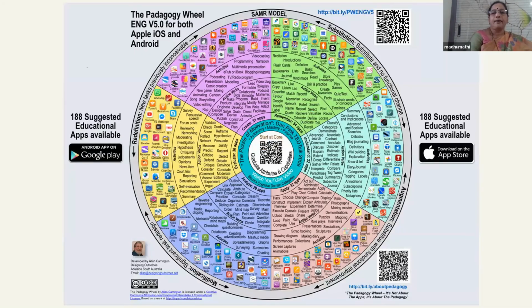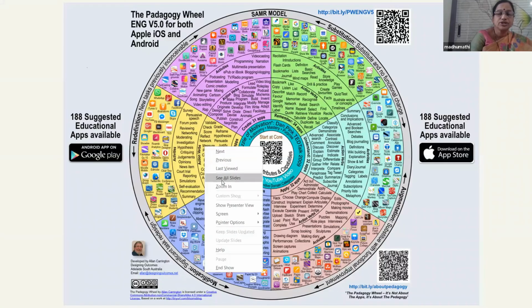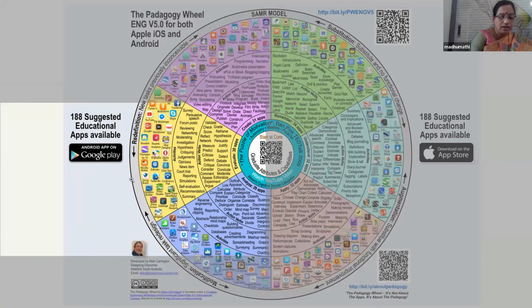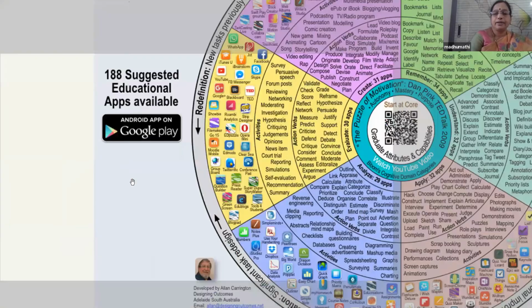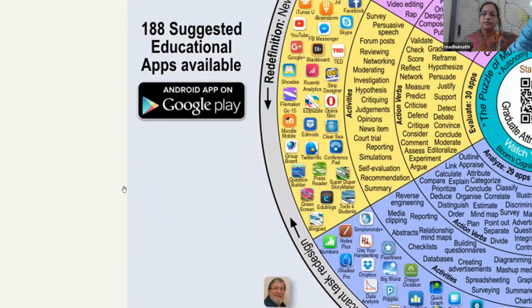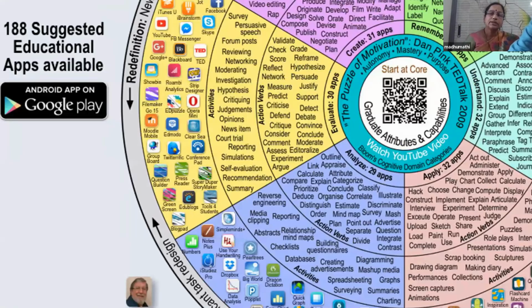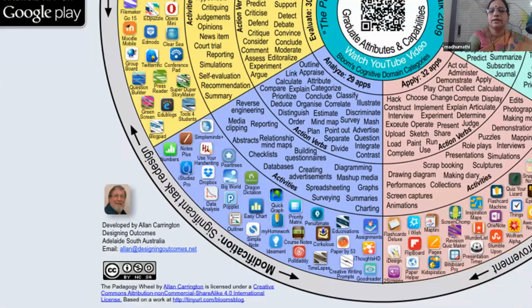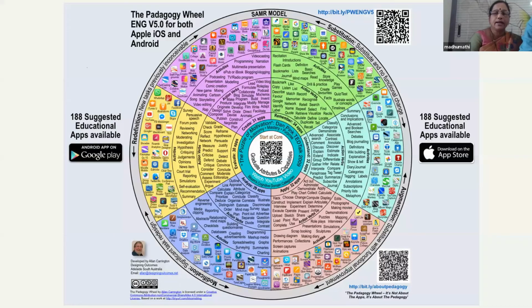You find here, we need to zoom, the pedagogy wheel. I would like to introduce you to this pedagogy wheel. The pedagogy wheel has a number of grids. You see the inner circle? The inner circle is mapped with the levels of order of thinking.